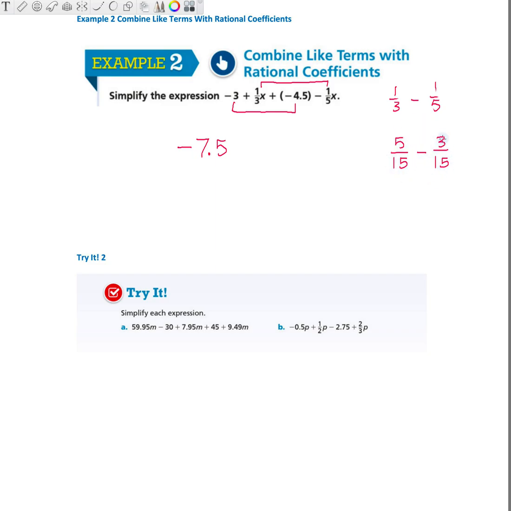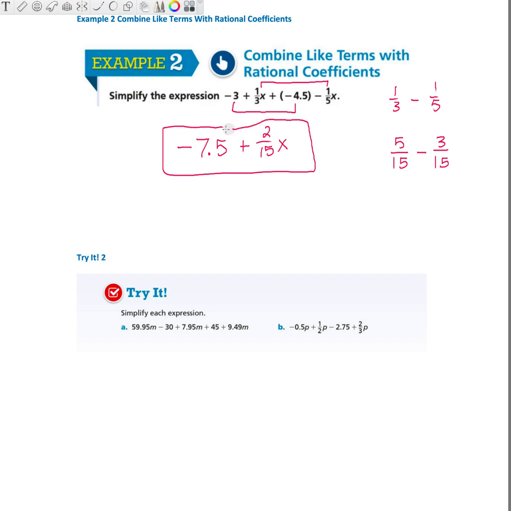And now we have a very simple problem because they have the same denominator. I can just take 5 minus 3. 5 minus 3 is 2. My denominator is 15, so this is going to be plus, because it's positive 2, plus 2/15, and I just put an x with that, because I was combining x terms. When I did this arithmetic, I combined the x terms. And then that is it.